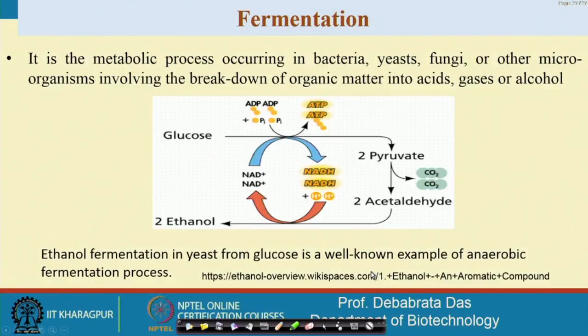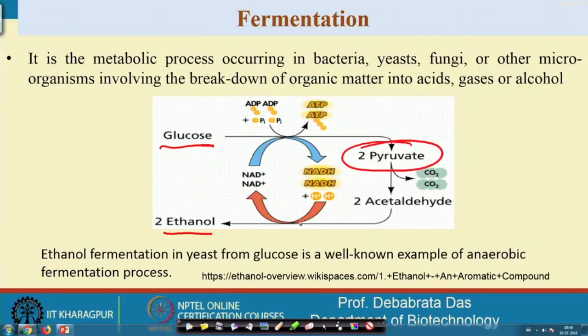And this gives a typical example of how bioproduct formation takes place. I have taken the example of the ethanol fermentation process, where glucose is converted to ethanol. This is through the glycolytic pathway, which produces pyruvic acid, and pyruvic acid produces acetaldehyde. Acetaldehyde, when we reduce it, produces ethanol. So this is how, through the anaerobic fermentation process, we can produce some kind of fermentation products.